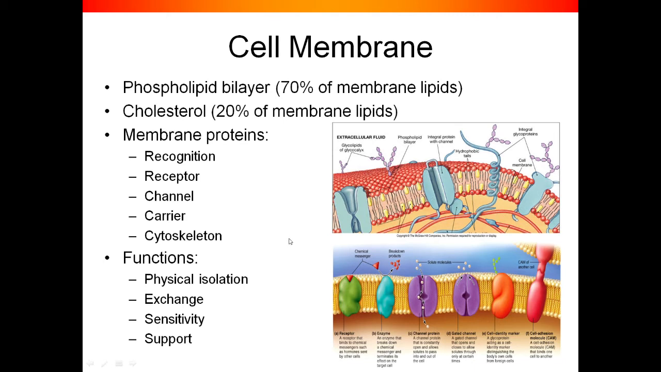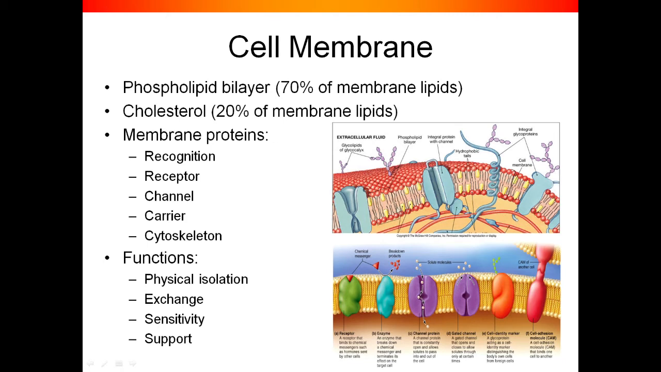Oftentimes, when people talk about the brains of a cell, they often say that the nucleus is the brain of the cell. Right? Now, my opinion is a little bit different than most people's. In my opinion, the brain of the cell is the cell membrane. If you think about the function of the cell membrane and the function of the central nervous system, the central nervous system controls the body. Think about this. Input from the receptors in the nervous system gets sent into the central nervous system, and then the central nervous system figures out what to do with that information and changes what happens in the body.